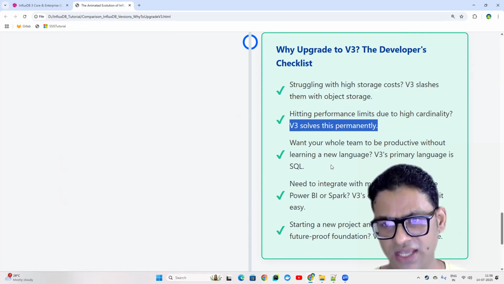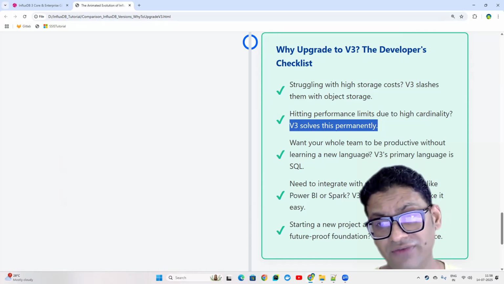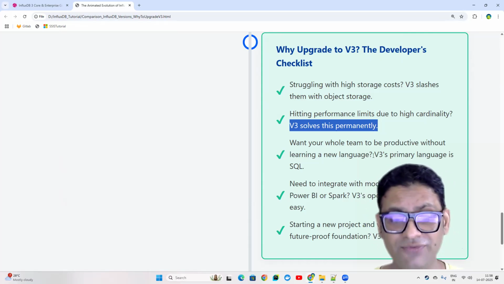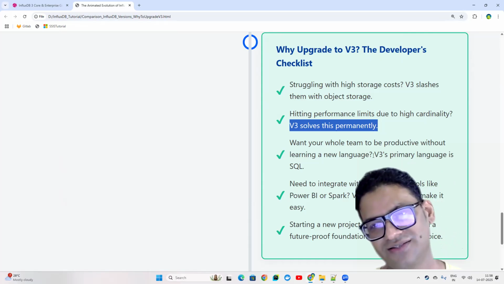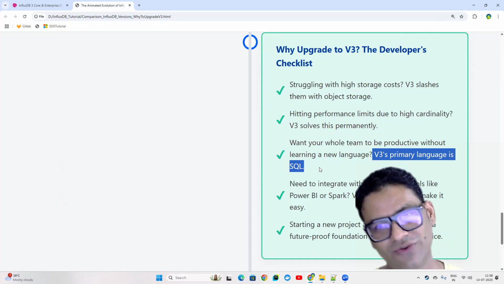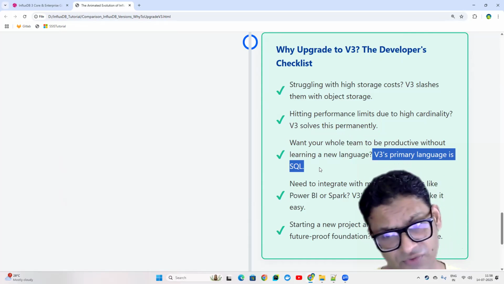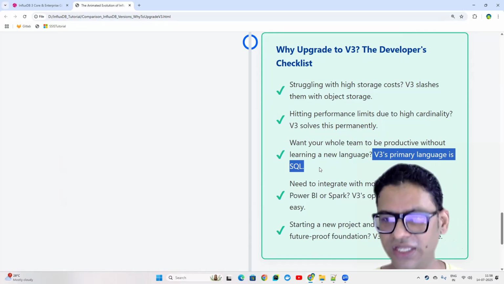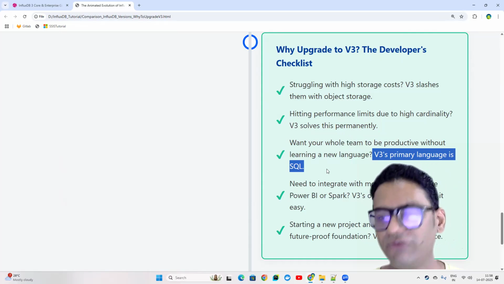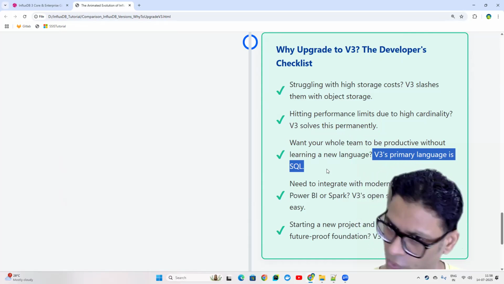The next one is, do you want your whole team to be productive without learning a new language? For example, if you have V2 and new members come, they have to understand Flux. And V3 actually has support for SQL. So you can write SQL-style queries, which most folks are already familiar with. So you can have your team more productive now, because they don't have to learn a new language, which we have to do now in InfluxDB version 2.